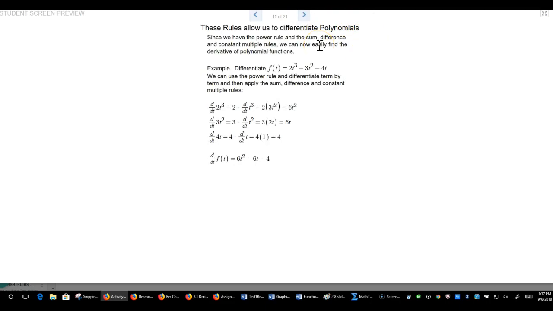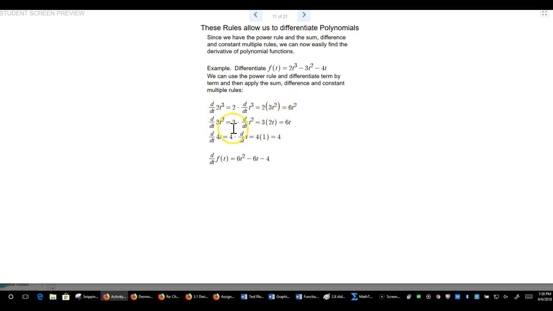We can use all these rules about the power functions and the sum, difference, and constant multiples to find derivatives of complete polynomials, because polynomials are just sums of power functions with integer exponents. For example, I differentiate this function term by term because of the sum and difference rule. So the derivative of 2t cubed is, first I can factor out that 2 by using the constant multiple rule. And then I can take the derivative of just t cubed. Again, I bring down the 3, subtract 1 from the power. And I wind up with 6t squared.